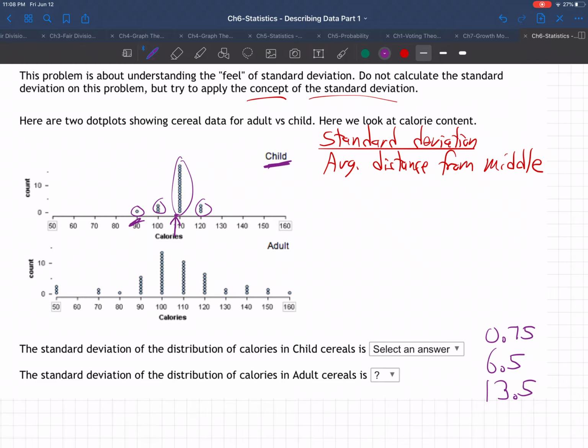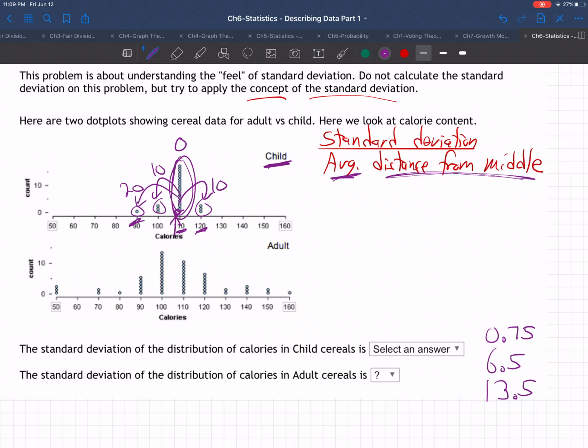Well, if this is the middle, average distance from the middle, how far are the numbers from the middle? All these guys are right on the middle, basically. Their distance from the middle is pretty much zero. They might be 0.6 or 5, really close to zero. How far are these numbers from the middle? Well, it goes from 110 to 120. So these numbers are 10 above the middle. These numbers are 10 below the middle. This one number here looks like it's 20 below the middle.